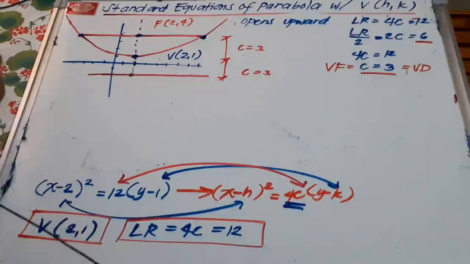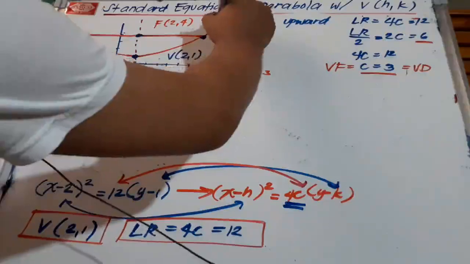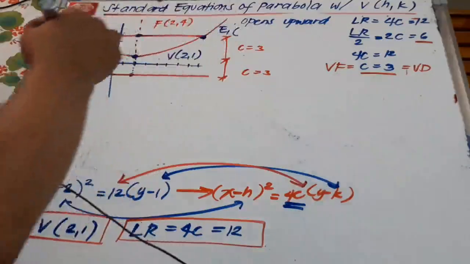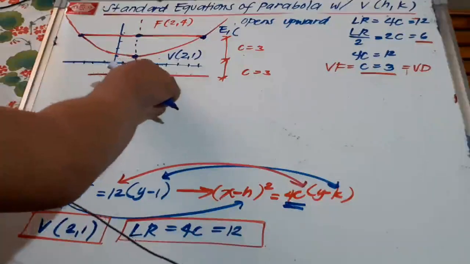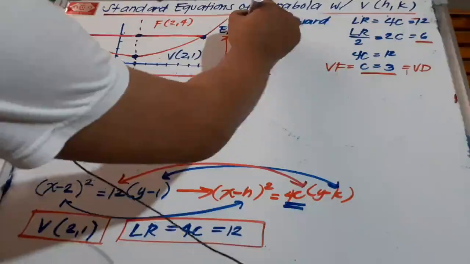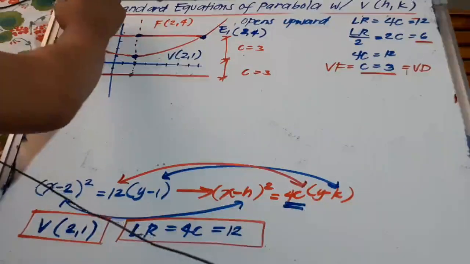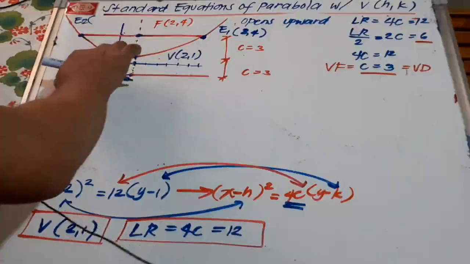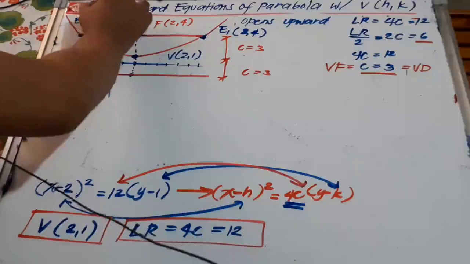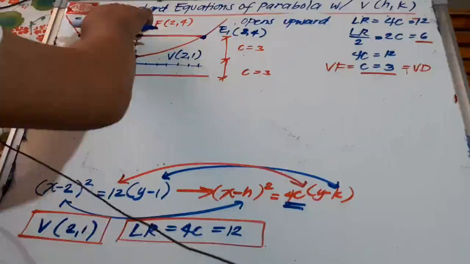At para sa ends nung latus rectum, we have E1 here. Nung coordinates niya, by counting, we have 1, 2, 3, 4, 5, 6, 7, 8, then 1, 2, 3, 4. So (8, 4). Then E2 o E sub 2, we have 1, 2, 3, 4, negative 4, 2. Negative 4, 4.